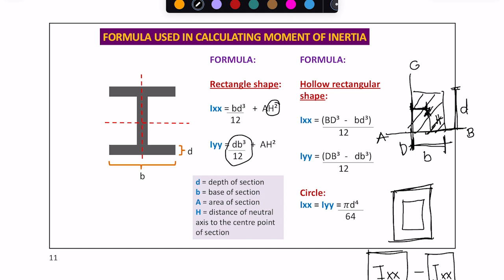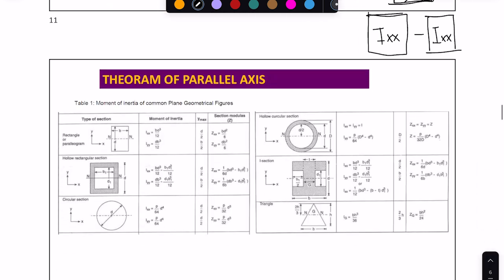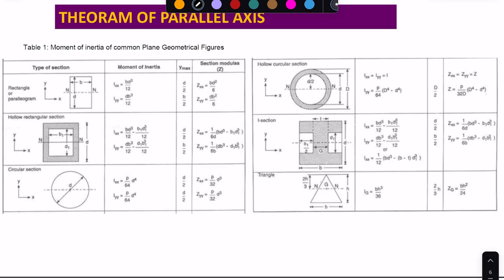Then basically you akan dapat this part. And same goes with IYY. So you have to terbalikkan lah. It becomes DB cube divided with 12 minus DB cube divided with 12. And for circle, it is similar for I-axis and IYY sebab dia symmetry. So pi d power of 4 divided with 64. That is the formula. And you can have a look at this table.